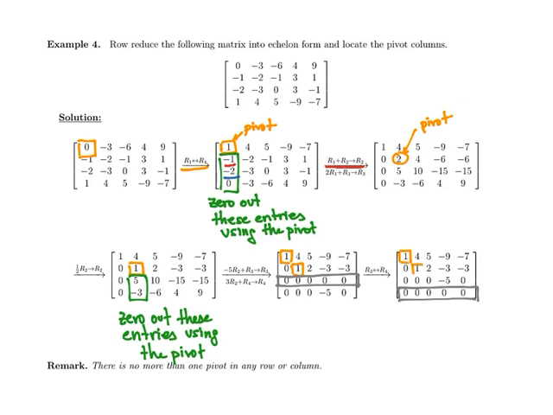Pivot here, pivot here, pivot here. I could make that a 1 if I wanted to, but in echelon form it doesn't really matter. So these are the pivots, which means that my pivot columns are the first, second, and fourth columns.